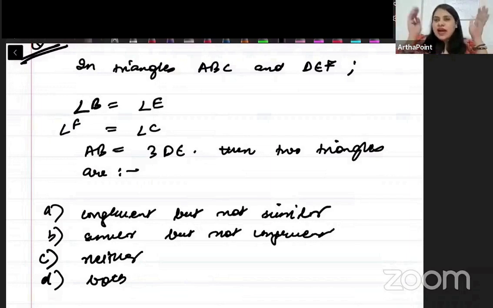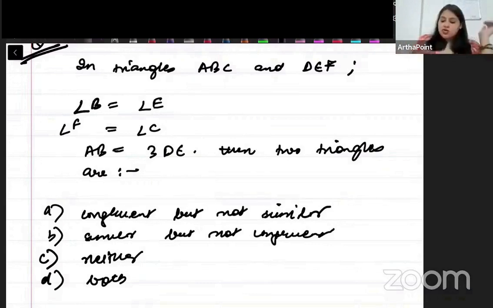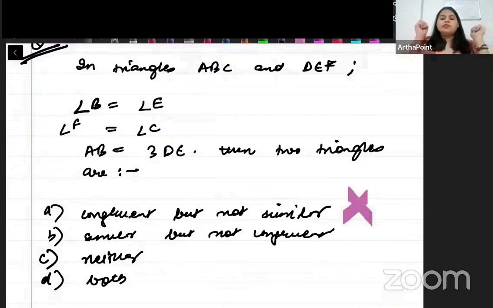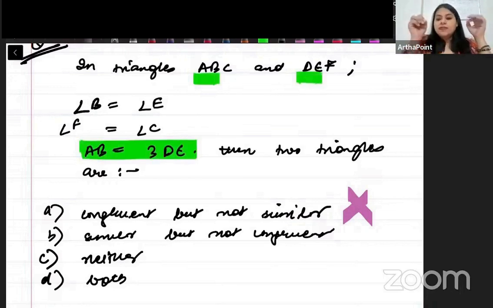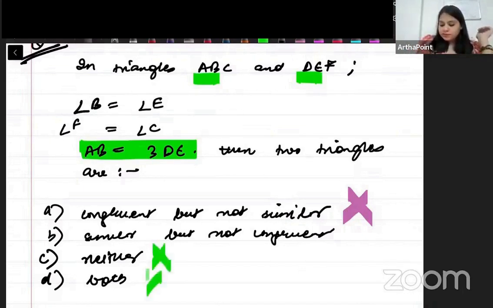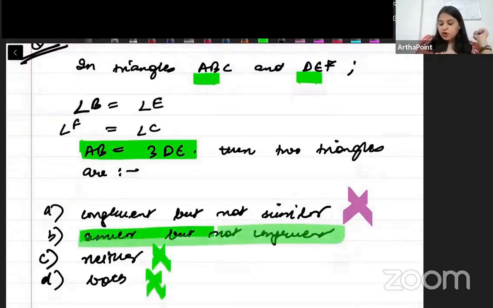We studied that if a triangle is congruent, it is automatically similar. That's the first thing I taught you. So that means that this is incorrect. Now just read about it. I can only have congruent triangles if they have the exact same size. But the size is not the same, because AB is 3 times DE. AB is here and DE is here. They don't have the same size. They are in the same proportion, but they don't have the same size. So it is not congruent. So the answer will be similar but not congruent.